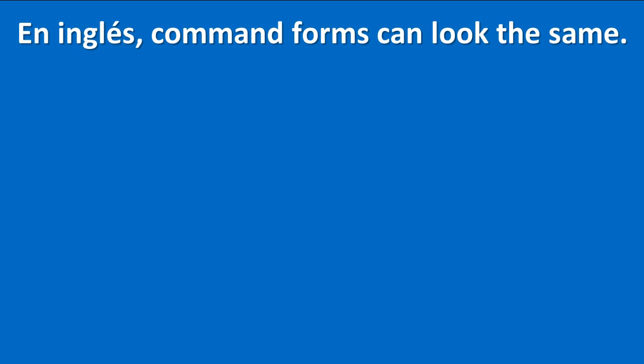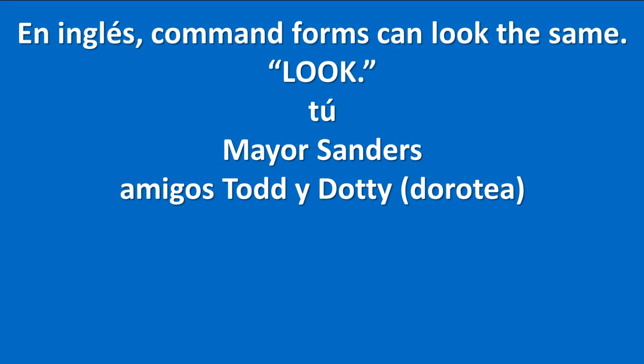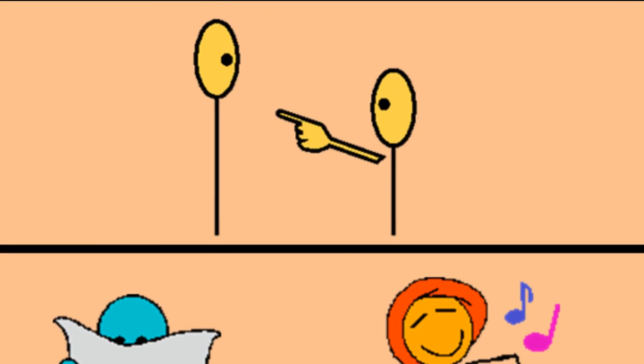In English, command forms can look the same. Look. Tú. Look. Mayor Sanders, you're talking to the mayor himself or her, and you say, look. Or you're talking to your amigos Todd y Dottie, and Dottie would be Dorotea, and you say to them, look. So far, nothing's changing in the word. Hey, Toddy and Dottie, look. But when we come to Español and most languages, there are changes that we have to make. Let's start with the usted form.